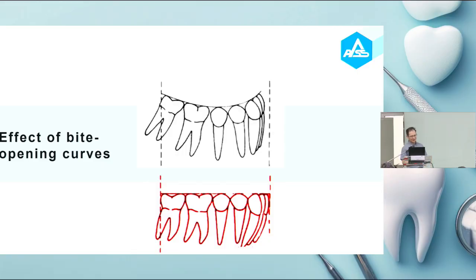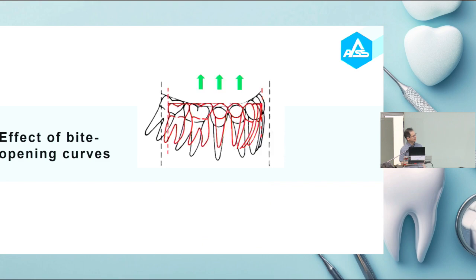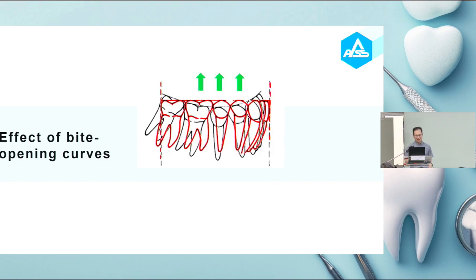Let's see the effect of the bite opening curve. This is the pre-treatment, and this is our goal. Let's superimpose it. We can see the extrusion of the premolars, proclination of the incisors, and the distal inclination of the end molar.